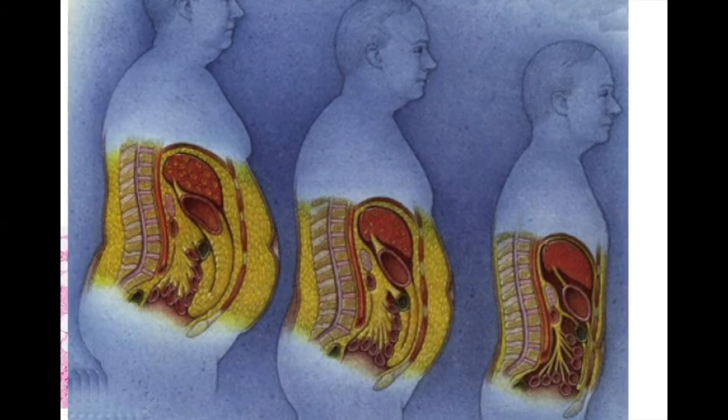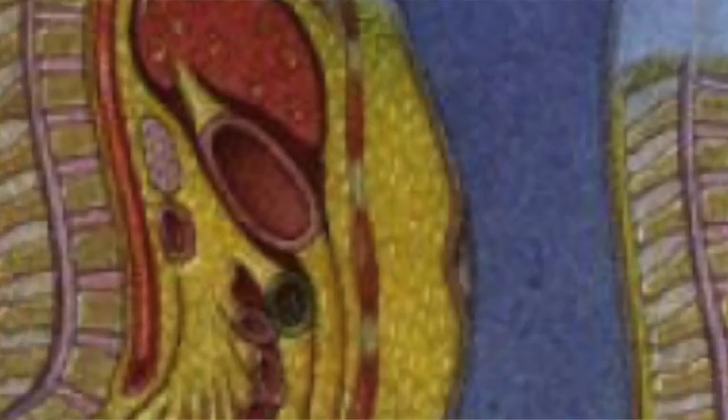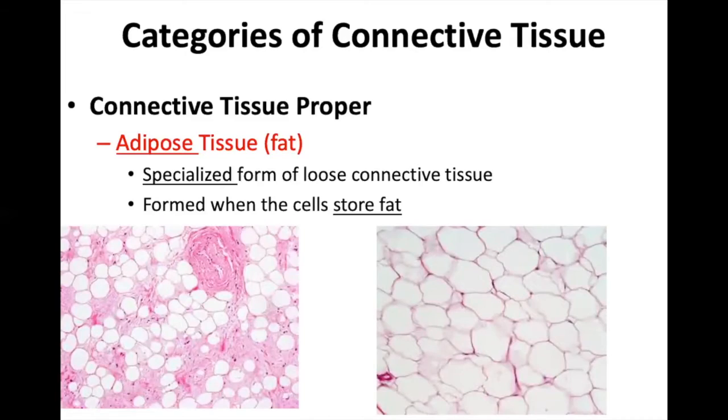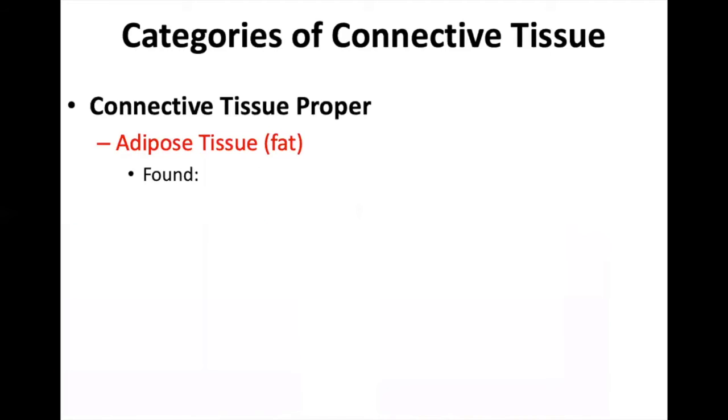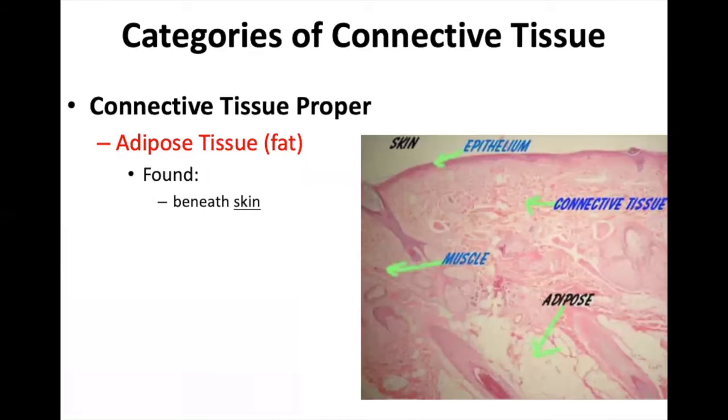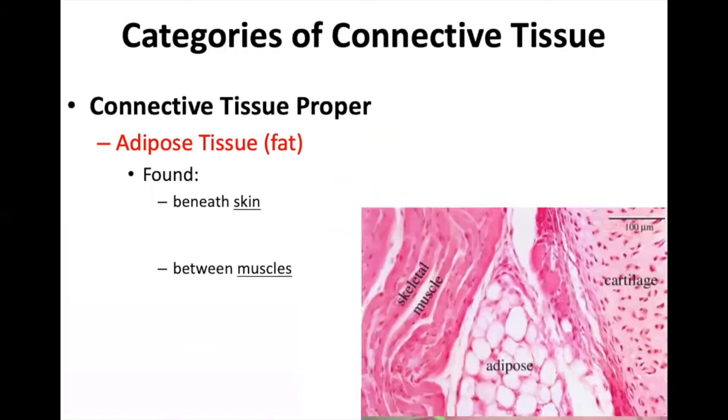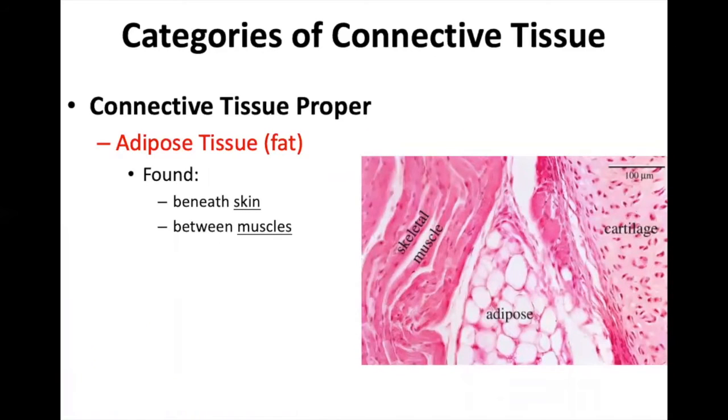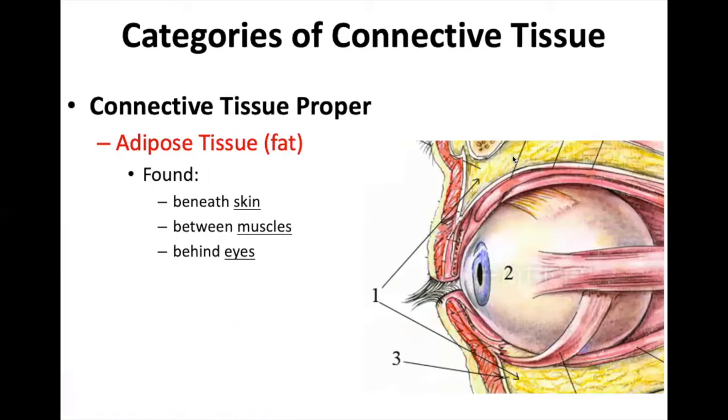If you eat too many carbs, it gets stored in there. Eat too many proteins, gets stored in there. It's also going to be acting as kind of a cushion for you. So you're going to find it beneath your skin for padding and for insulation. It's going to keep you warm. You're going to find it between your muscles because between your muscles and the cartilage, you're going to need a little bit of padding right there. Same thing for behind your eyes.